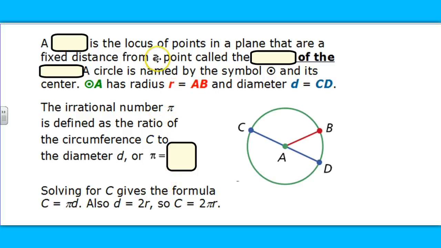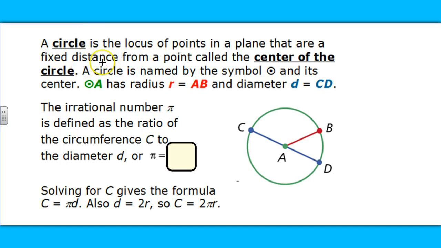The locus of points in a plane that are a fixed distance from a point called the center of a circle would be the circle. The points themselves on the circle are a fixed distance from a center point. We name a circle by this symbol, which looks like a target, and its center. Circle A has a radius equals AB. Radius, recall, goes from a center point to any point on the circle. And circle A has a diameter of CD.